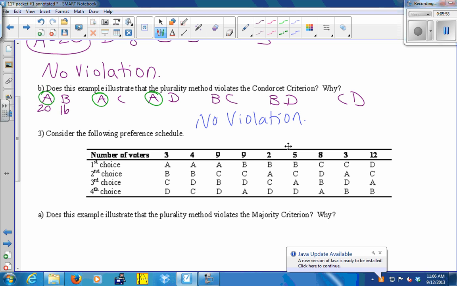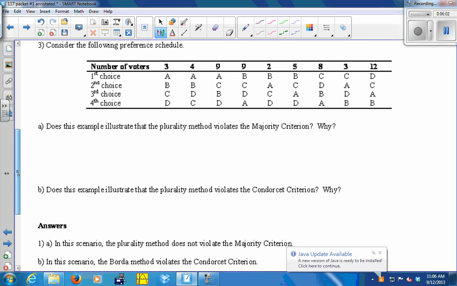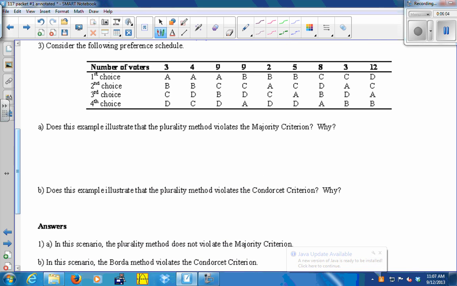Okay, so now we have another election, number 3. I want to know if the plurality method violates majority or Condorcet in this election. So how many voters are there here? 55 votes, which means 28 for a majority. Okay. So let's do the plurality method. I'm just going to determine the winner by counting first place votes.